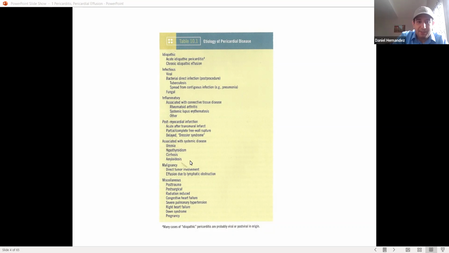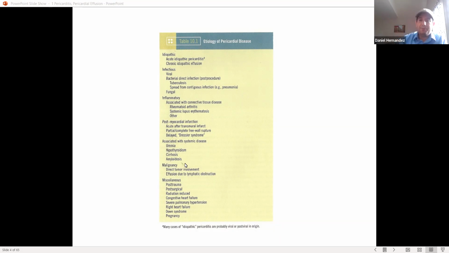Patients with thyroid disease, amyloidosis. We can also see pericardial effusions in patients that have malignancies. There could be direct tumor involvement that's causing the pericardial effusion, or metastatic disease that could be an issue.